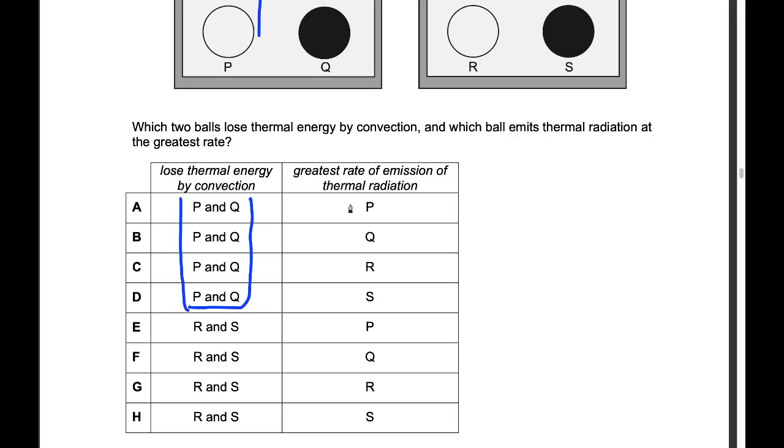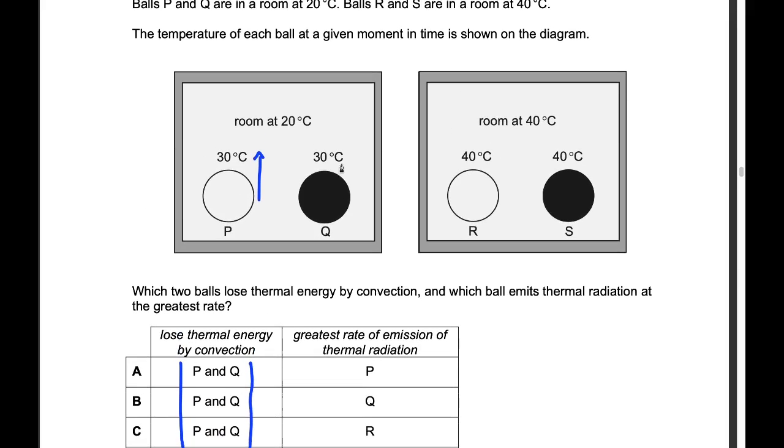Then the greatest rate of emission of thermal radiation. So dull surfaces emit better than shiny surfaces. In fact, in physics we use a black body radiation. That's an idealized object, a perfect emitter. It's called a black body. So it's going to be one of the black balls, so either Q or S, but it's actually going to be the ball S because it has a higher temperature.